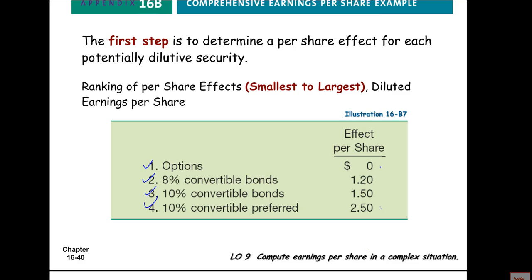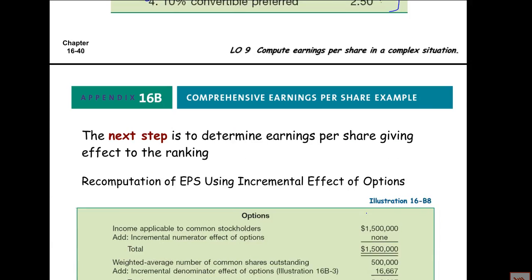So, what does this mean? What are we going to do with this? Now we're going to add the numerator and denominator components one by one. Calculate a diluted 1, a diluted 2, a diluted 3, a diluted 4. Diluted 1 has the options only. Diluted 2 has the effect of the options and the 8% convertible bond. Diluted EPS 3 will have the effect of the 10% convertible bond, the 8% convertible bond, and the option. Diluted 4 will contain all. Now, if any of these had been above basic EPS, you would have excluded them. But they're all below $3 per share.